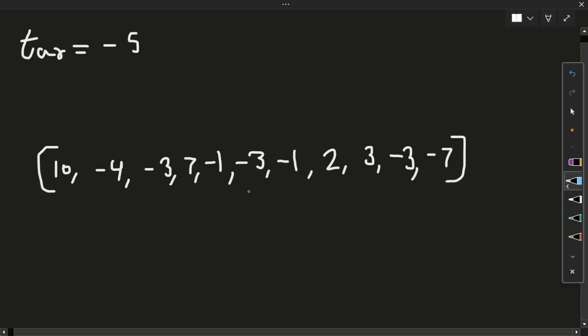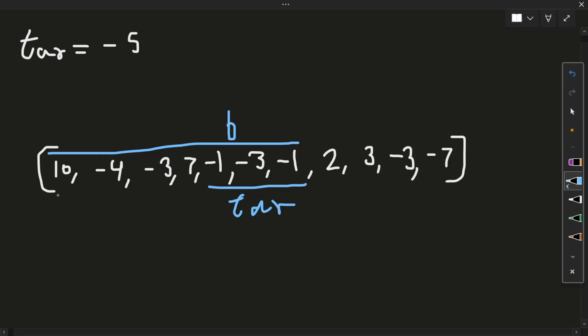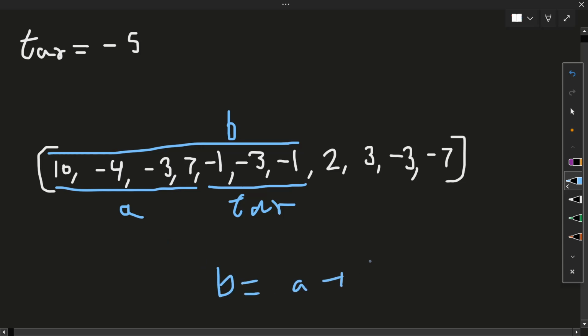So we have this test case. In this test case, we need to find the subarrays whose sum is equal to the target value. First is this array. This is the subarray whose sum is equal to the target value. So let's say it is equal to target, and till here the sum is b. Let's say b, and the remaining subarray, the sum value, is a. So I can write this equation as b is equal to a plus target.